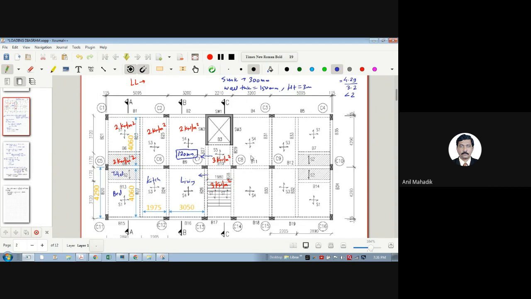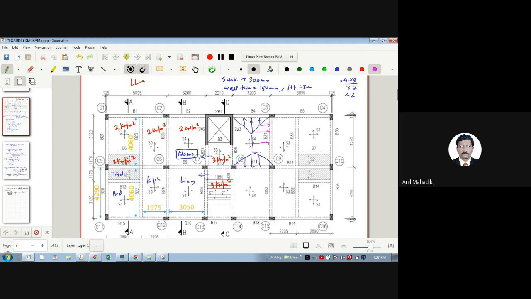So S4 is two-way. Once you are familiar with this, you can even by looking at the plan say that it is a two-way or one-way slab. As it is a two-way slab, it will have triangular and trapezoidal load distribution. On the shorter span, which is my 3.2, it will have a triangular, and on the longer span, it will have a trapezoidal. It will transfer like this. This will be your triangular, and this will be your trapezoidal.